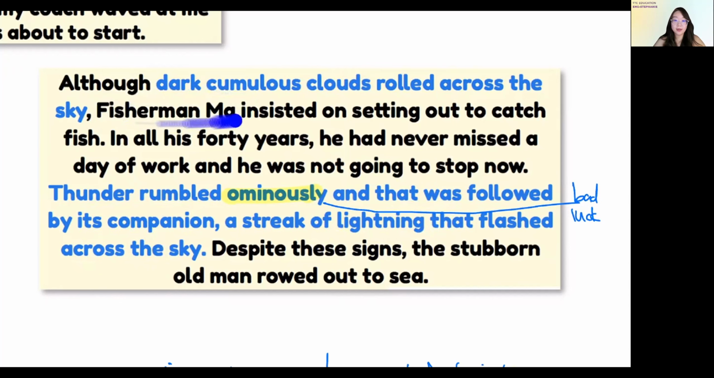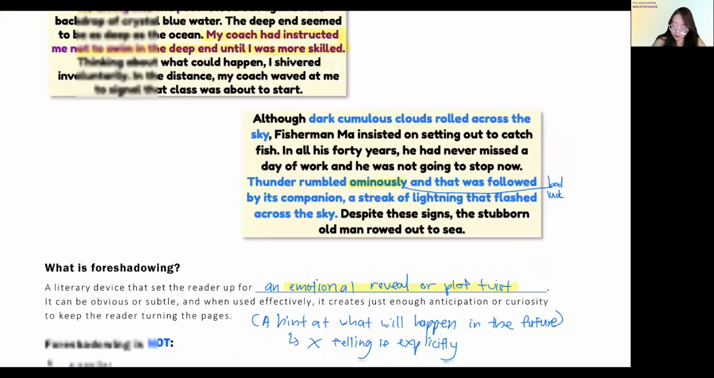And this is a fisherman trying to continue his fishing, or trying to continue to catch fish in the sea, indicating that perhaps later on something might happen to the fisherman, either something happened to the ship that he's on, and then someone has to rescue him, and so on. But anyhow, here you are trying to hint that the weather is not good. It's not that suitable to go to catch fish, but still this fisherman Ma insisted on doing it and rowed out to the sea. Okay, so this is how foreshadowing has been used.